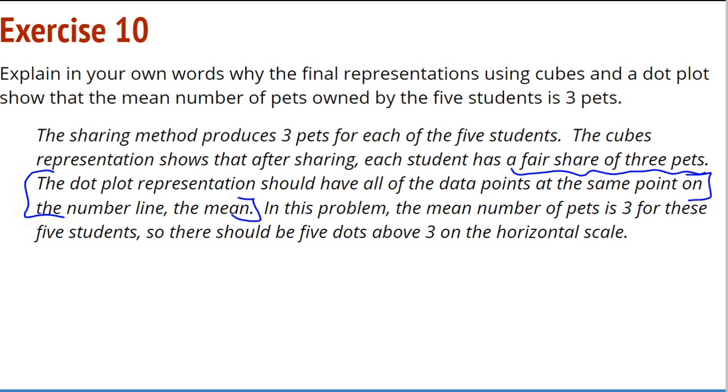We know that we have found the mean when all of the points on our dot plot are in the same spot. In this problem, the mean number of pets is 3 for these 5 students. So there should be 5 dots above 3 on the horizontal scale. And there was.